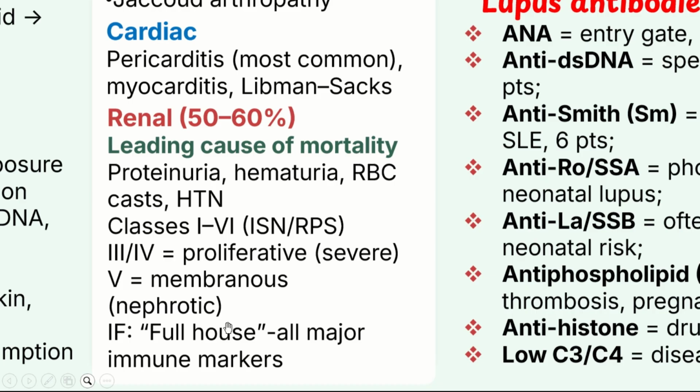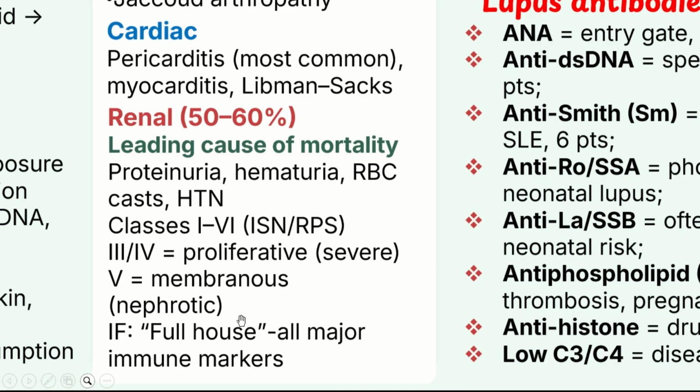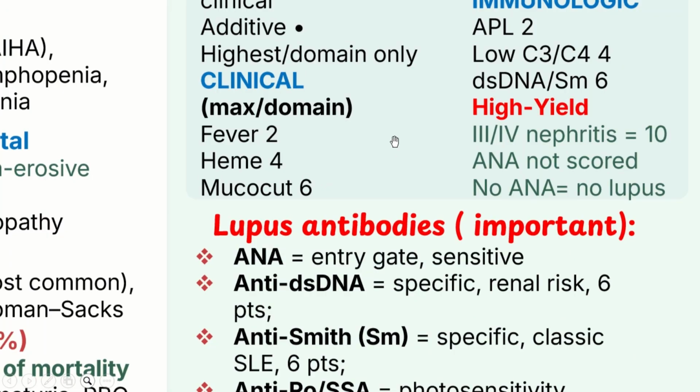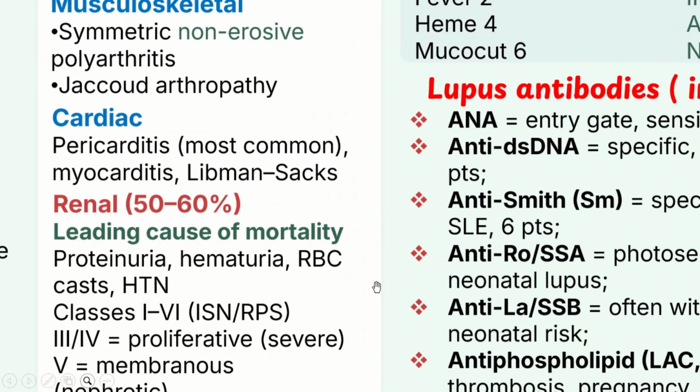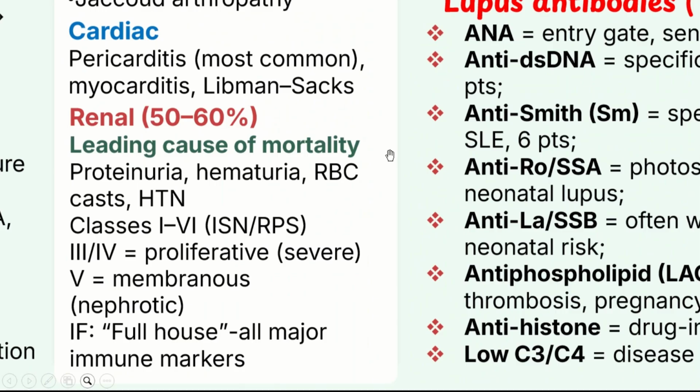Then we have what we call a full house. Now, a full house is going to occur when we have all the major immune markers. When you get a biopsy from the kidney and you stain it, you do immunohistochemistry, you realize that all the immune markers are there. We have the complements, we have the antibodies, you have everything. The complement proteins and the autoimmune antibodies are all going to be there. This is what we call a full house.